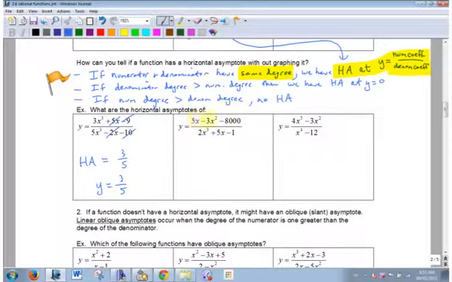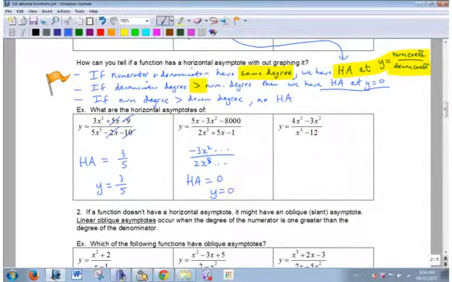What's the largest degree on the top? That. On the bottom, I have that. Are those the same degree? No. But if the denominator is greater than the numerator, is that what we have here? Yes. So I have a horizontal asymptote at y equals 0.